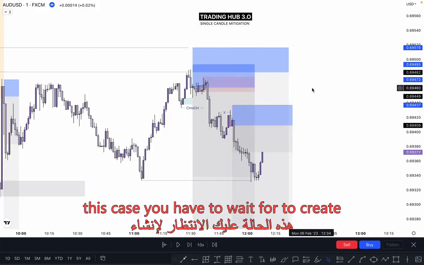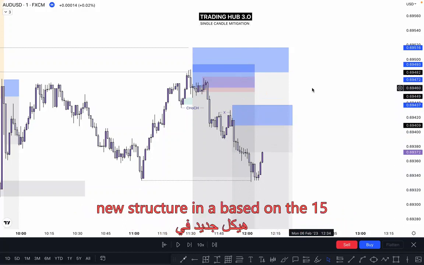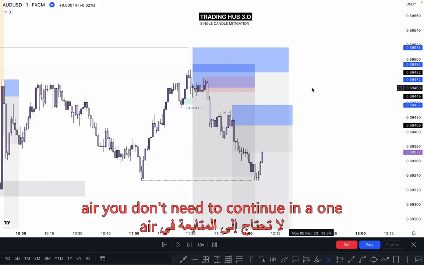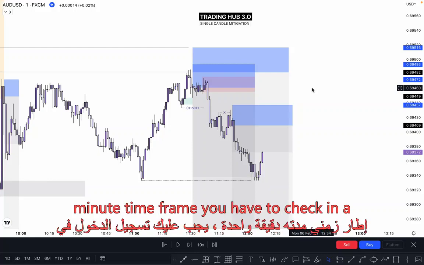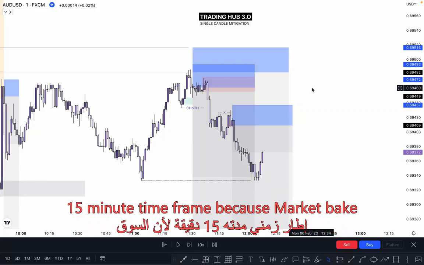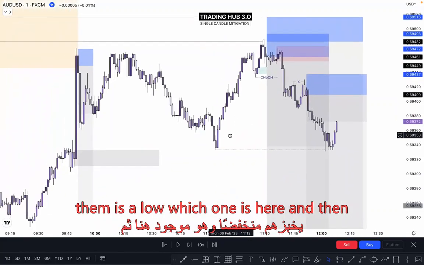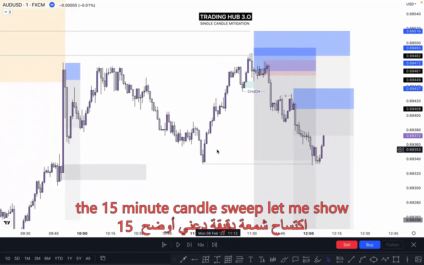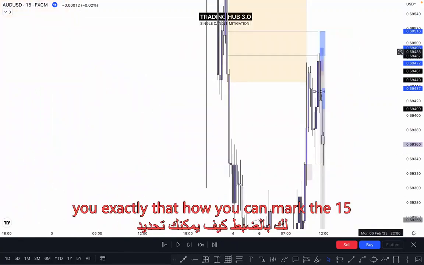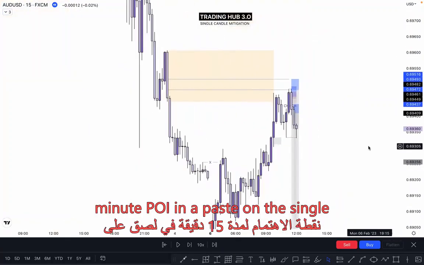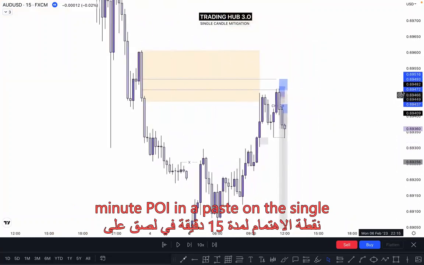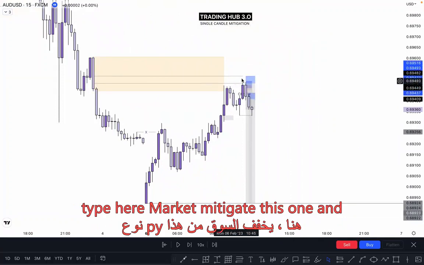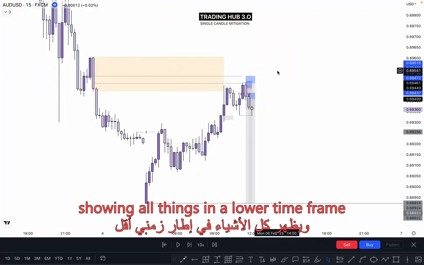In this case, you have to wait for it to create new structure based on the 15-minute time frame, then you can take entries here. You don't need to continue in a 1-minute time frame. You have to check in a 15-minute time frame, because market broke the major low, which one is here, and then you can add multiple positions based on the 15-minute candle sweep. Let me show you exactly how you can mark the 15-minute POI based on the single candle mitigation. So this one is our POI type here. Market mitigated this one and showing all things in a lower time frame.